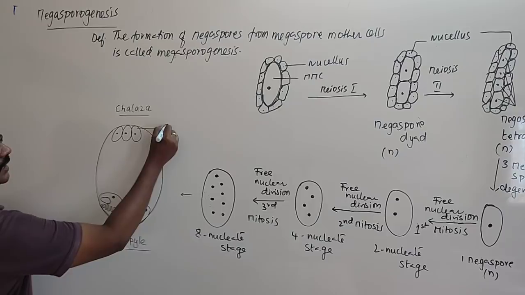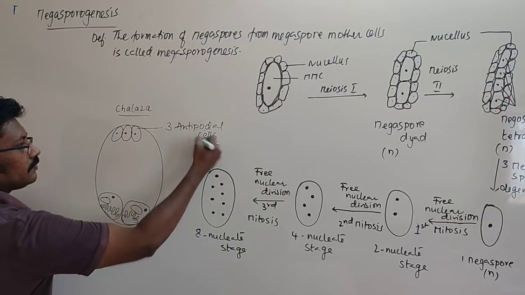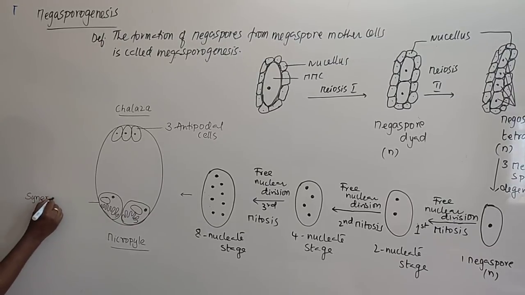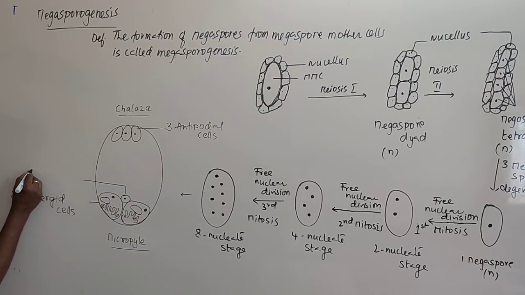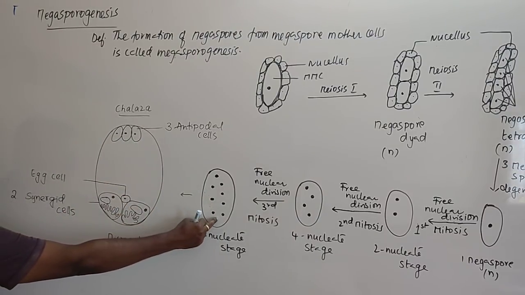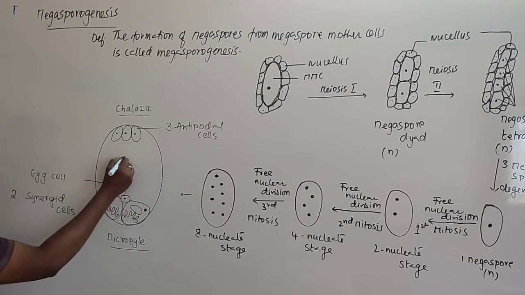So these 3 cells are the antipodal cells, and these are the synergid cells. So this is a synergid cell, 2 synergid cells we have, and here you find one more, and we call it the egg cell. Out of the 8 nuclei, 2 became synergid cells, 1 became the egg cell, and 3 became antipodal cells, and the remaining are 2 nuclei.